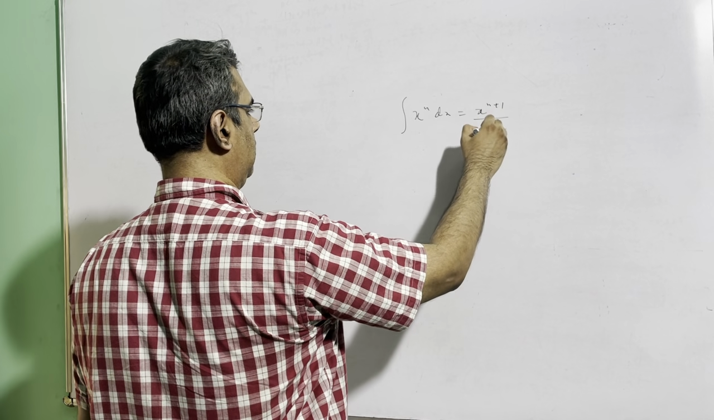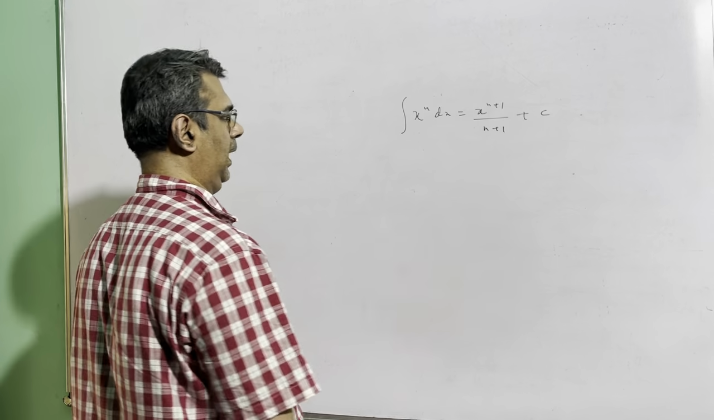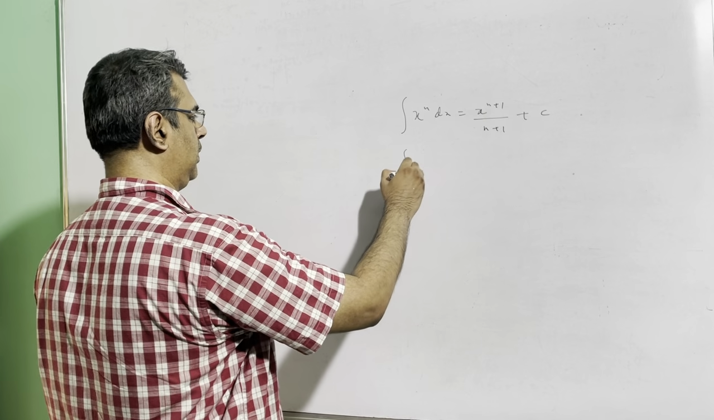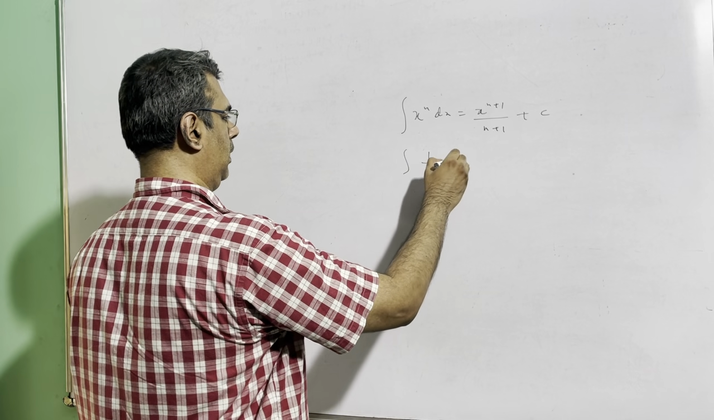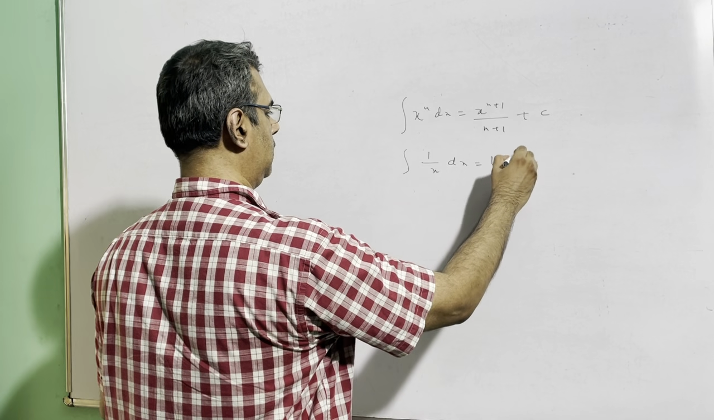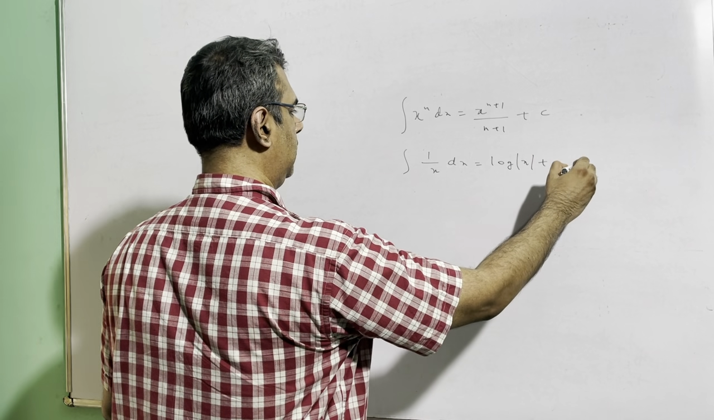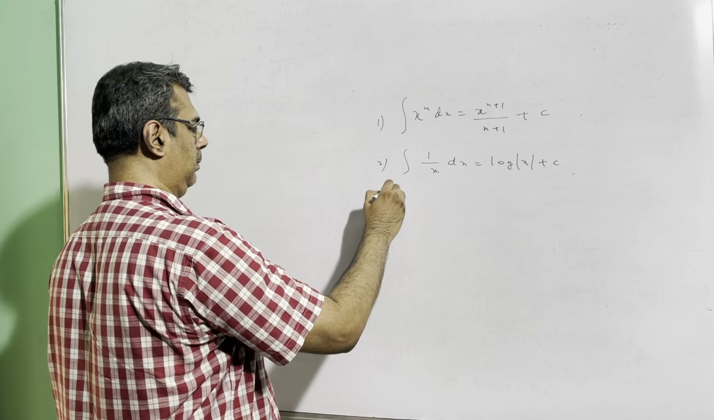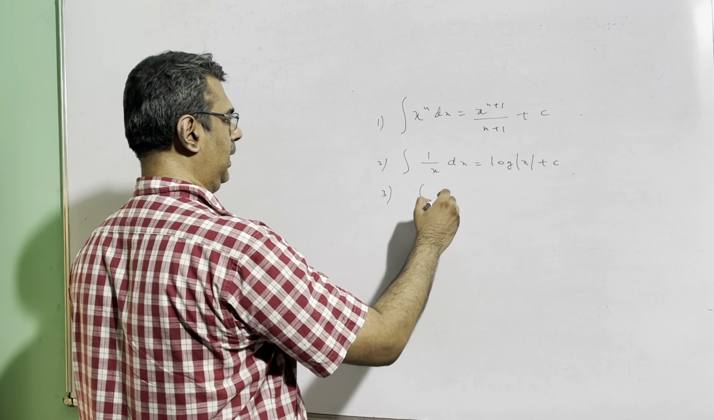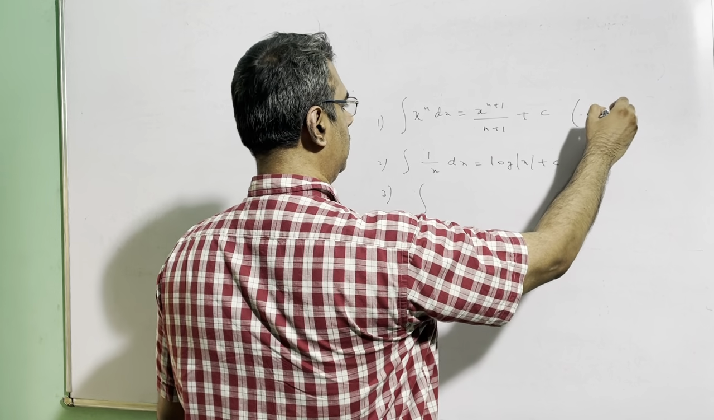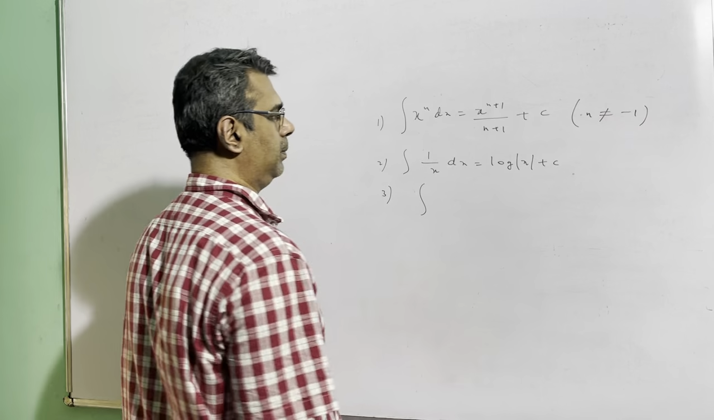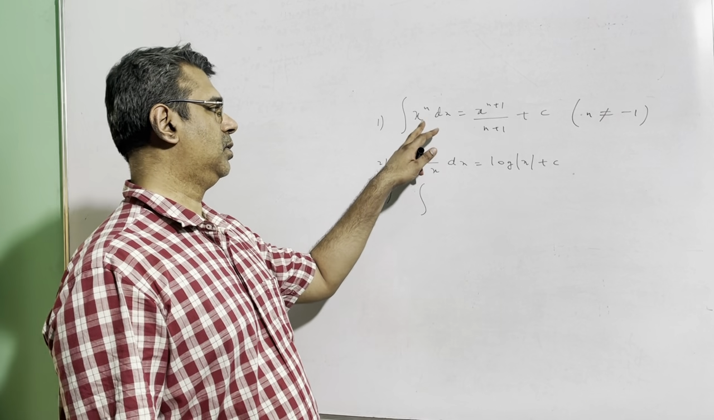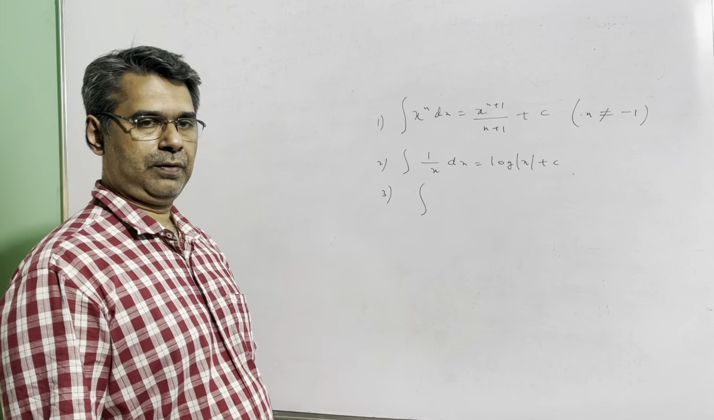Integration x to the power n is x to the power n plus 1 by n plus 1 plus c. So this was the first formula. Then integration 1 by x is equal to log mod x plus c. This was number 2. In the first formula, if you remember, there was a condition that n should not be minus 1. If n is minus 1, then instead of this formula, you have to use this formula, right?